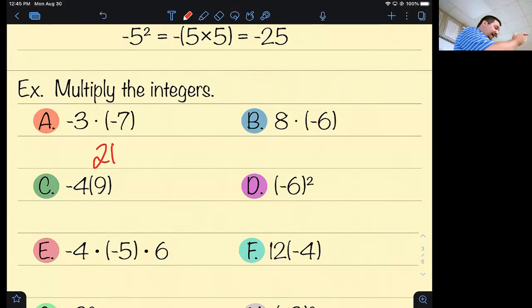Example B. Gauge, what's 8 times 6? 48. Gauge, can that one negative partner up with another one? It cannot, so it makes the whole answer negative. This is how easy multiplication is. I'm still doing my mental multiplication facts and just trying to decide whether it's positive or negative. Elena, what's negative? Sorry, let's forget the negative for a second. Just tell me what 4 times 9 is.